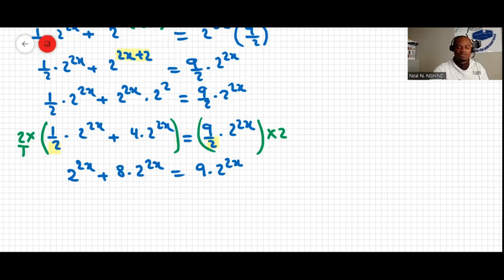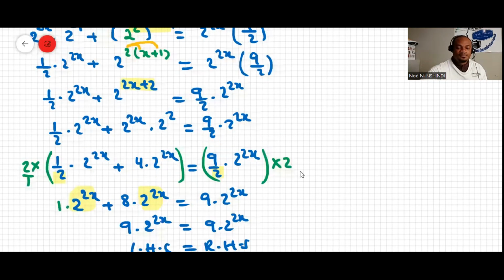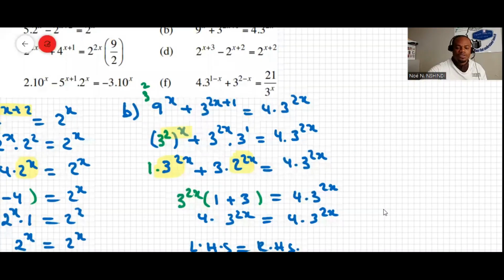Then notice that we have 1 times 2 to the 2x plus 8 times 2 to the 2x, which makes, we can factorize, or we can just say this is equal to 9 times 2 to the 2x, equal to 9 times 2 to the 2x. And then this is proven. So the left hand side equals the right hand side. That was question C. And then the same way we will do question D. Let's do question D.